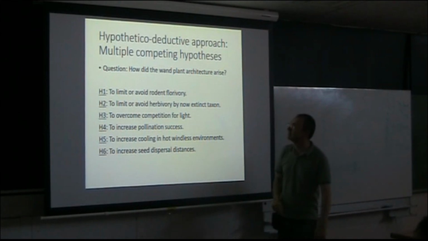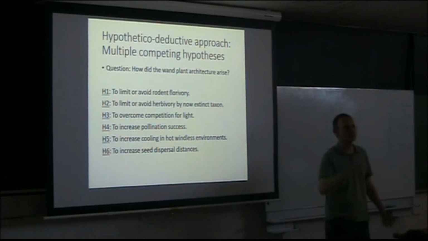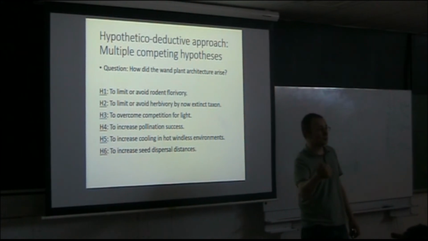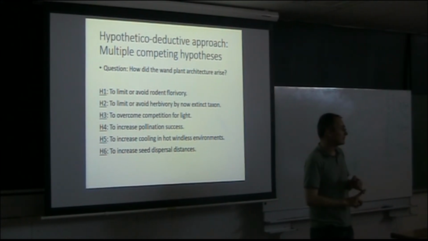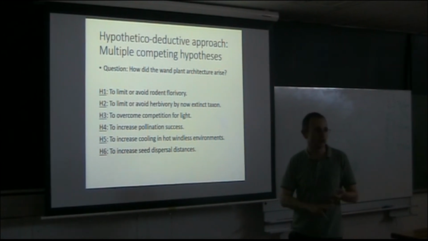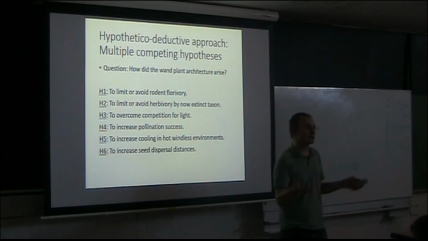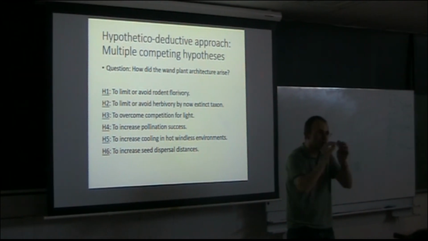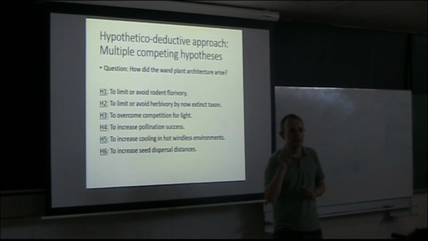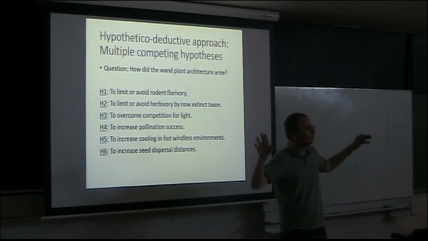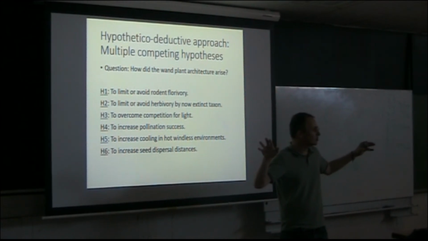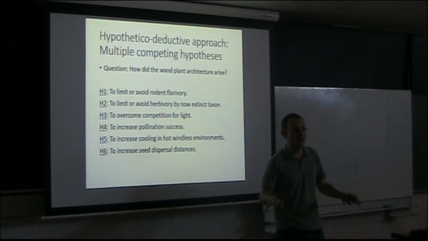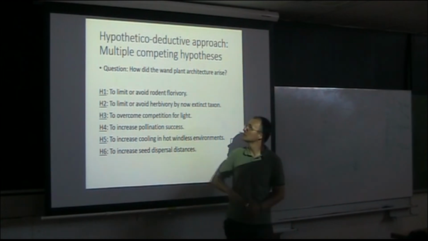Hypothesis 1, to limit or avoid rodent florivory. And florivory is the eating of the flowers or the seed set. Fynbos is nutrient poor. So the leaves are already of poor nutritional value, and the plants invest a lot into their flowers and seeds, so one would imagine that those are little hotspots of nutrition on the landscape that could be targeted by rodents. Remember, there are not many large mammals, not many large herbivores in fynbos, but there are a lot of rodents. The density of rodents is incredibly high. So I was really going for this: to limit or avoid rodent florivory.